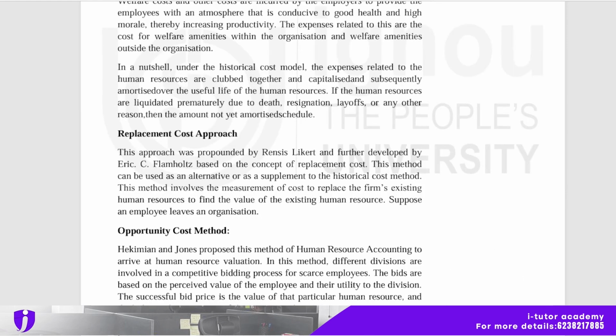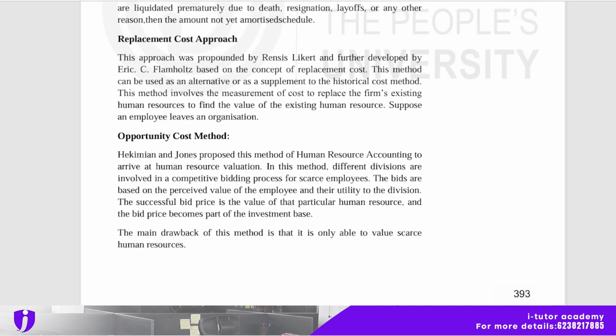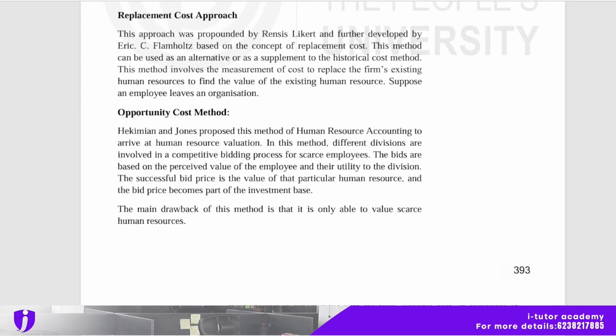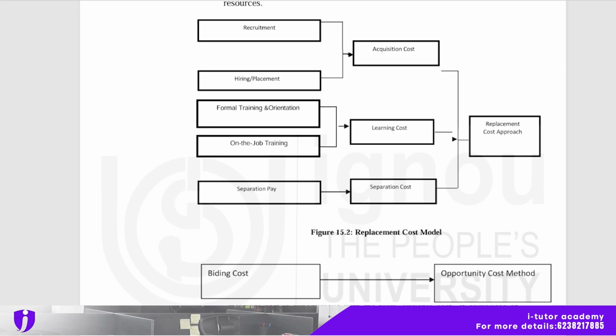In the replacement cost approach, this approach was propounded by Rensis Likert and further developed by Eric G. Flamholtz, and is based on the concept of replacement cost. Opportunity cost method: Hekimian and Jones proposed this method of human resource accounting to arrive at a human resource valuation. In this method, the different divisions are involved in a competitive bidding process for scarce employees.